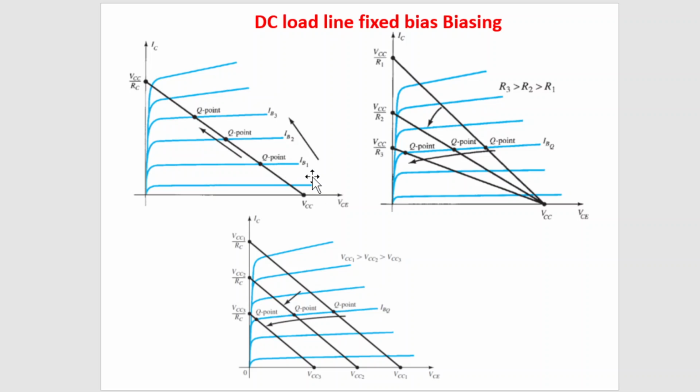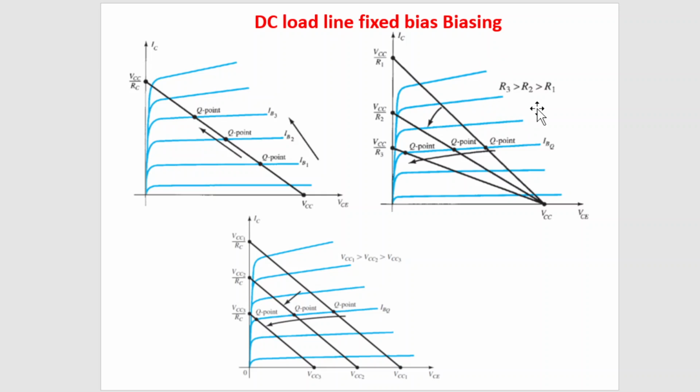So by increasing the value of base current, one can move your Q point from the cutoff point to the saturation point. Remember, for doing this, we have fixed the value of VCC and we have fixed the value of RC. For a fixed value of VCC and RC, if you change the value of RB, that means if you change the base current, then your Q point will move from the cutoff point to the saturation point.